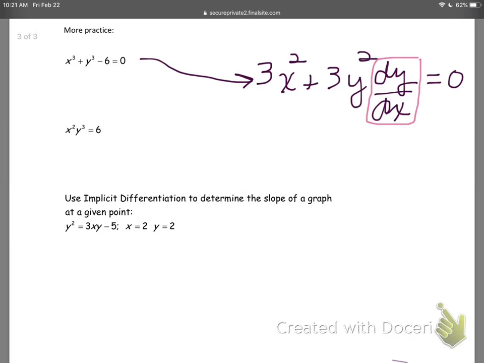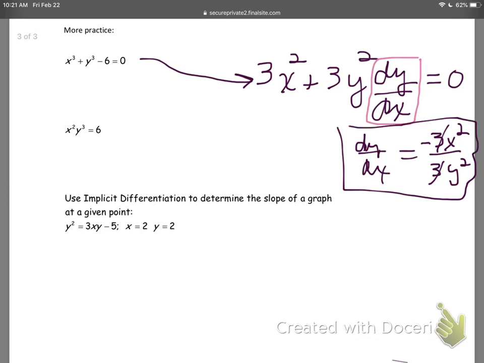I'm going to talk it through with you, but you should be able to do this on your own at this point. So I'm going to first move the 3x squared to the right-hand side. When I do that, I get negative 3x squared. Okay, so then I'm going to divide by 3y squared. Then I'm going to cancel my 3's, and my dy dx will be negative x squared over y squared. So again, to get the slope of an equation, to get the slope just in general, you're going to have to plug in both an x and a y.